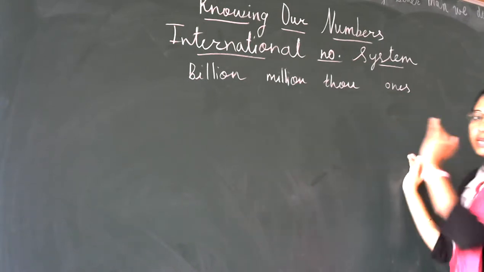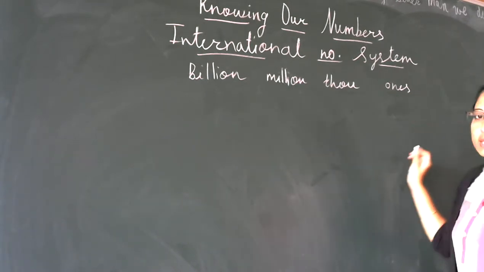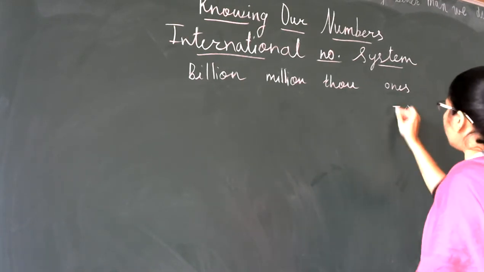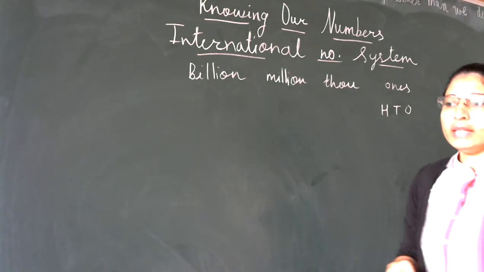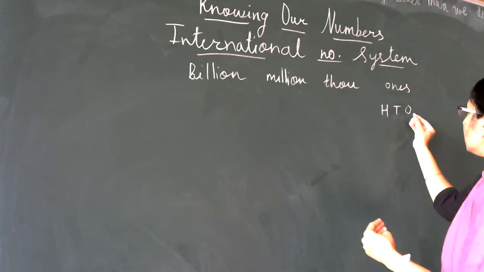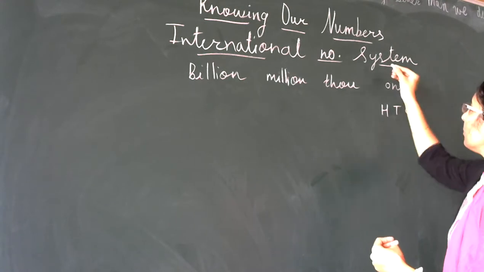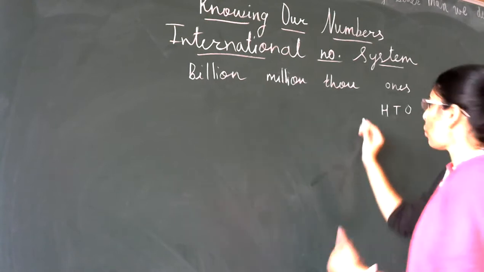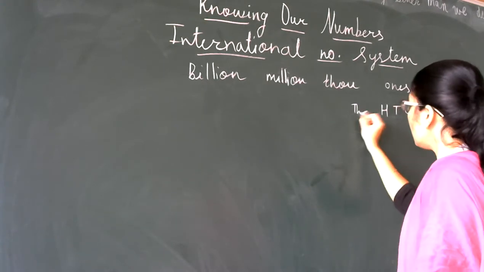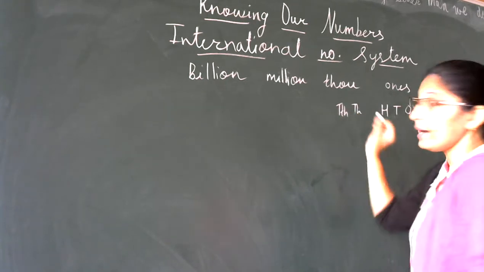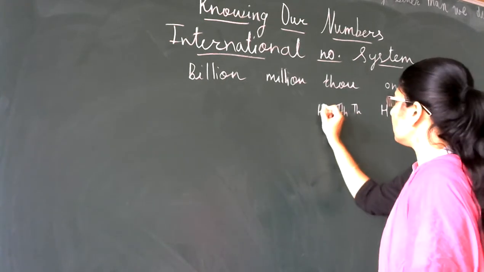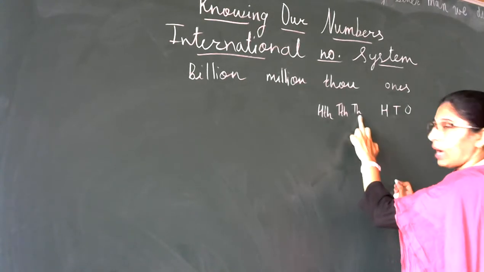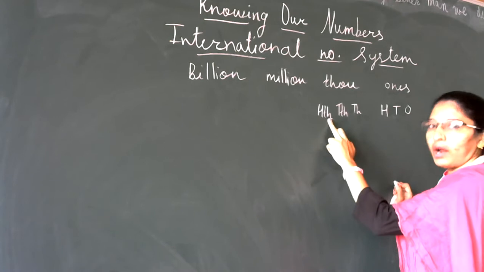Now, after these periods, we are having places. So in the ones period, same as in India, we are having ones, tens, hundred. There are three places in the ones period. Now in thousand also we are having thousand, 10,000 and 100,000. We are having one more place here. So thousand, 1,000, 10,000, 100,000.